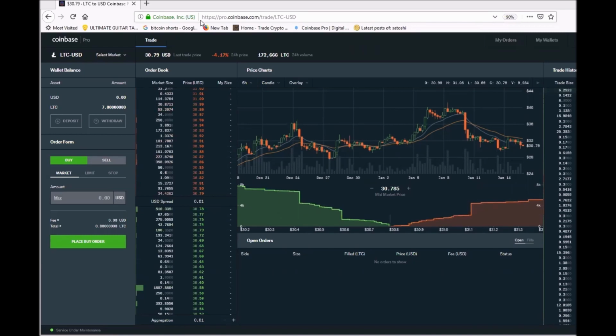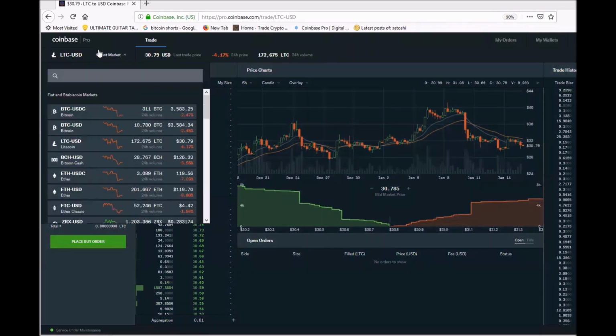Now, some of our members on Facebook were asking how to go about setting a stop loss for a trade that they want to execute and set up on the Coinbase Pro exchange specifically. So we're going to go ahead and take a look at that now.